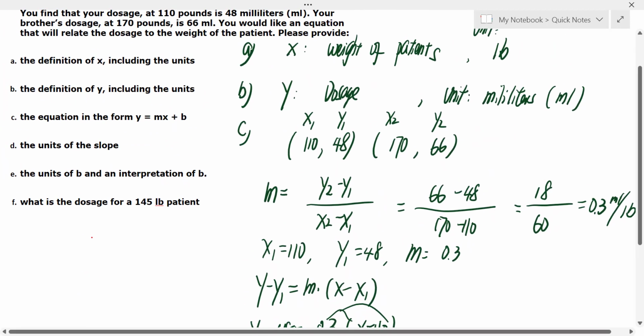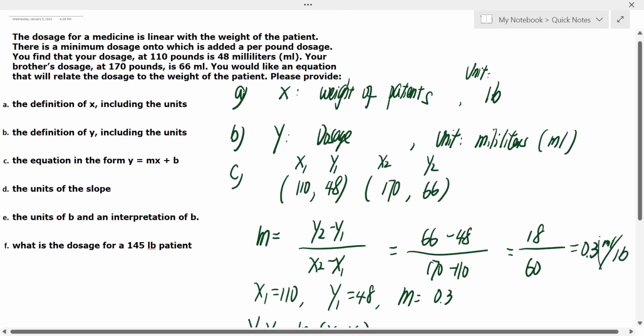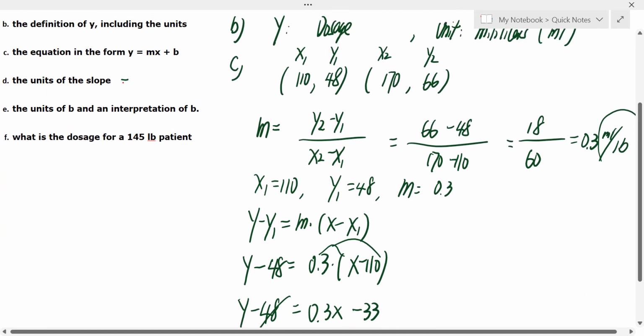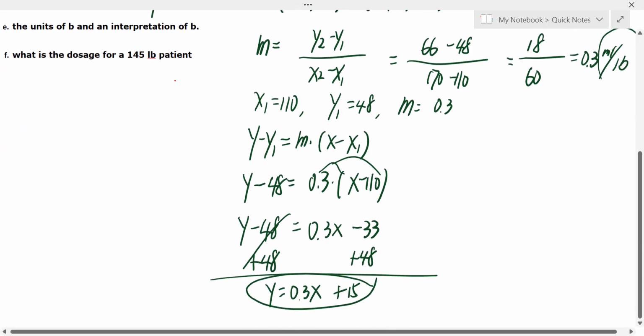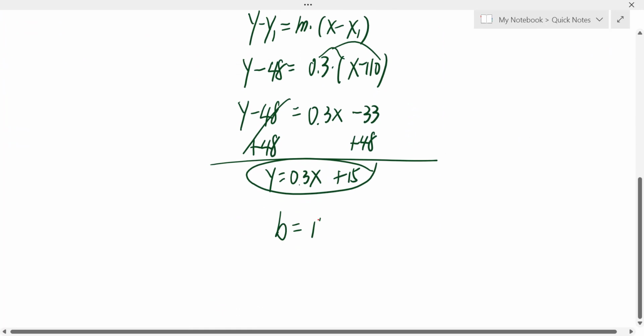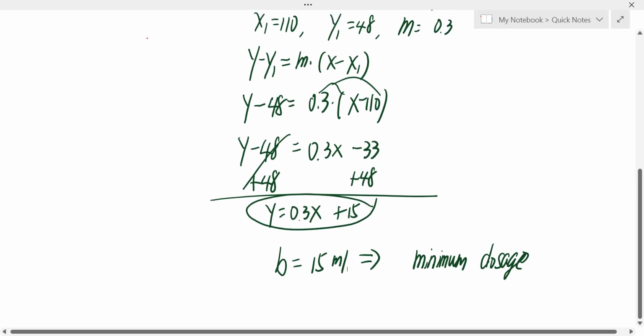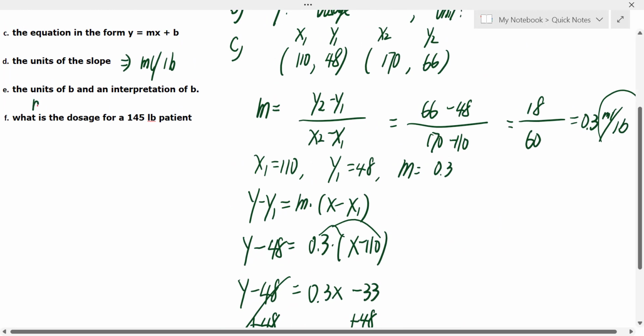So the unit of slope here, how big is the unit of slope? We already have it. It's milliliter per pound. And the units of b and interpretation of the b. So the slope is 0.3, the b equals 15. And we can view this b as minimum dosage, meaning no matter the weight of the patient, the minimum dosage will be 15 milliliters. So the unit of b is milliliter. And the interpretation is the minimum dosage.